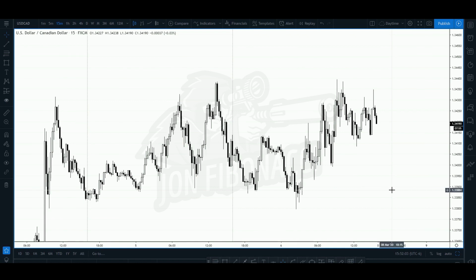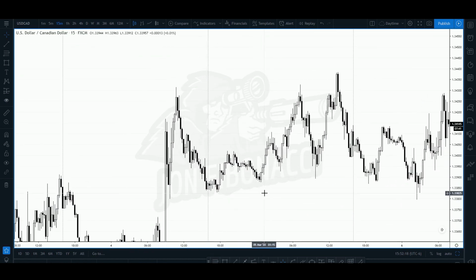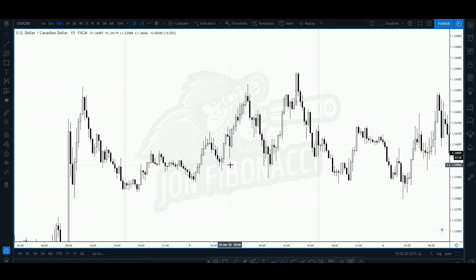I posted in the Discord already, and I'll get to the chart in just a second. Instead of just giving you the markup, I want to at least walk you through it. So on Wednesday slash Thursday, right after the close, you had these two lows right here. So you know that there's some liquidity resting there.